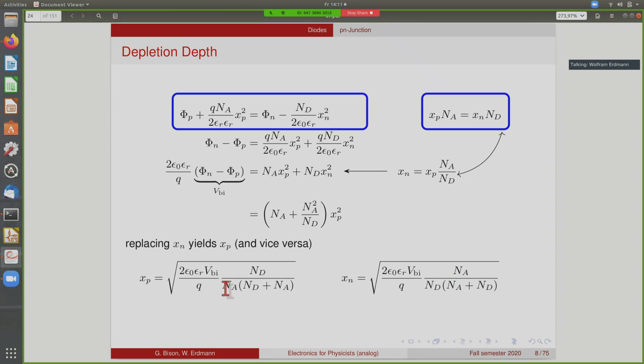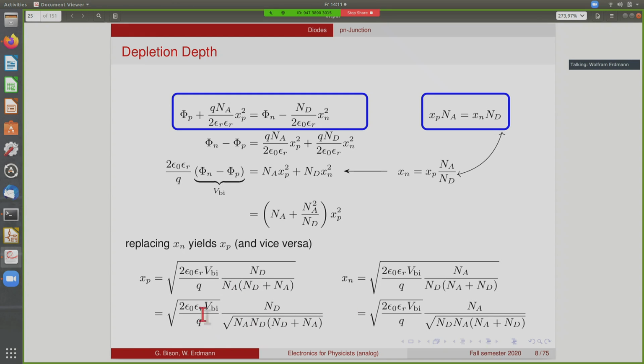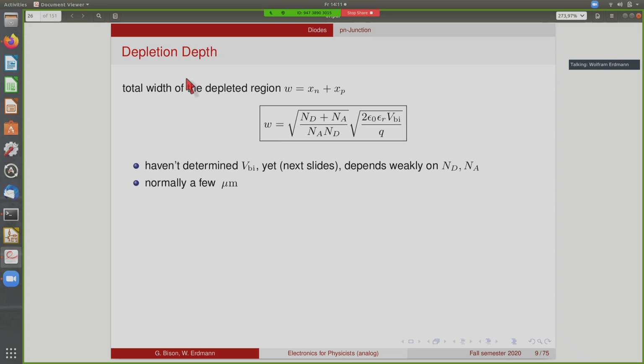So now from this we can read off the size of the depleted region as a function of the built-in voltage. This is just rewriting it to make clear that we have the same denominator in the square root, because then we can just take the sum of the two, and the sum of the two is the total width of the depleted region, and it can simply be written like this. So we have here a factor that is proportional to the density of the dopants, and here we have an expression that is proportional to the square root of the built-in voltage. We haven't determined the built-in voltage yet. We'll do that in the next couple of slides.